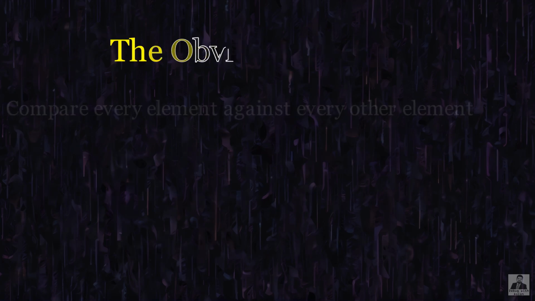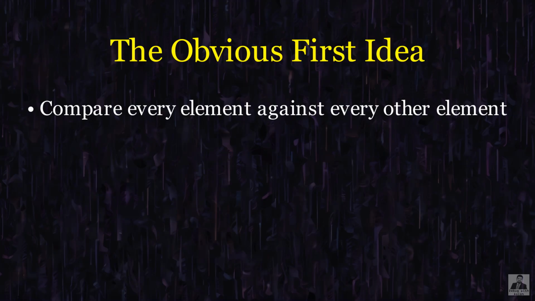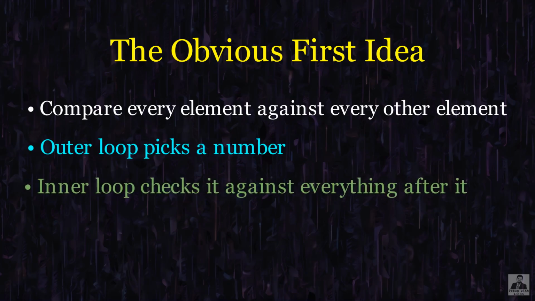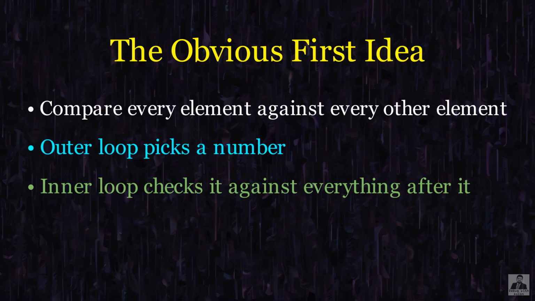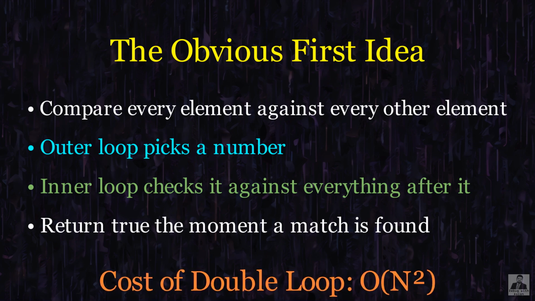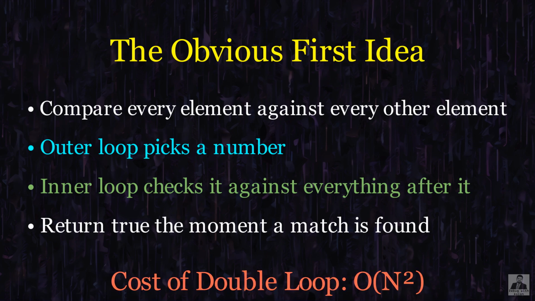The first instinct is usually to compare every element against every other element. An outer loop picks a number, an inner loop checks it against everything that comes after, and the moment two values match, we return true. It is easy to write under pressure, which is exactly why so many people default to it, without noticing the cost baked into that double loop.